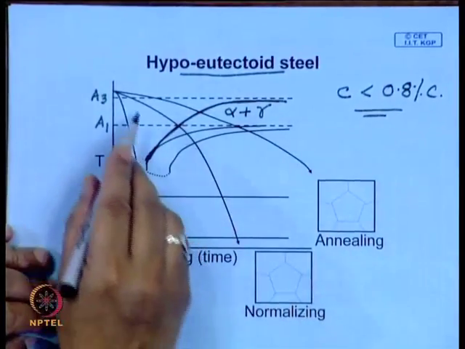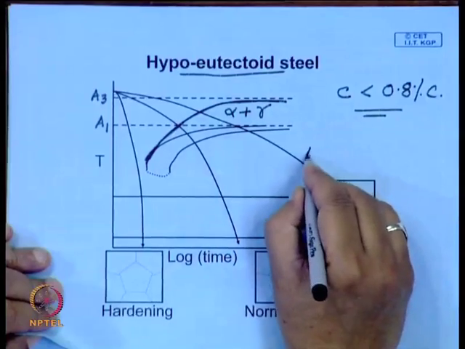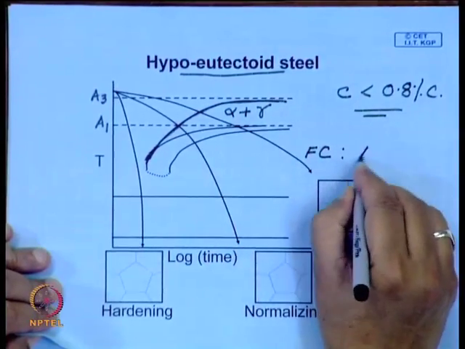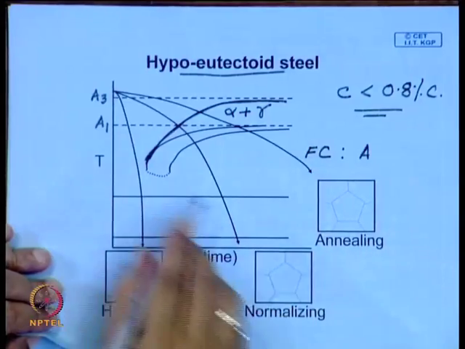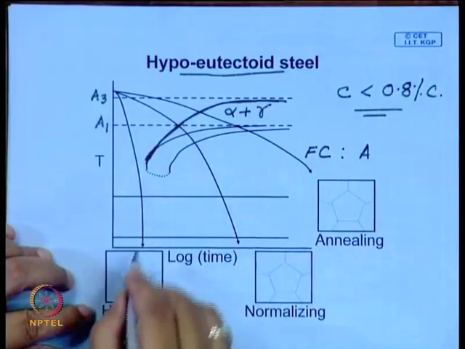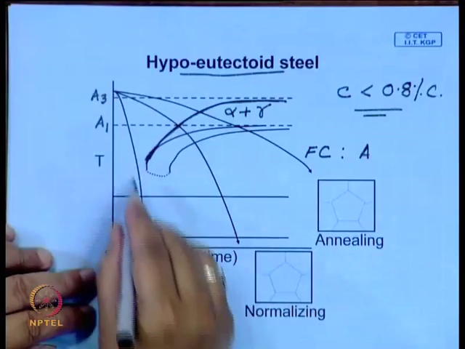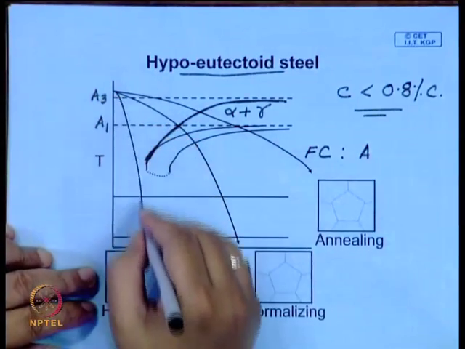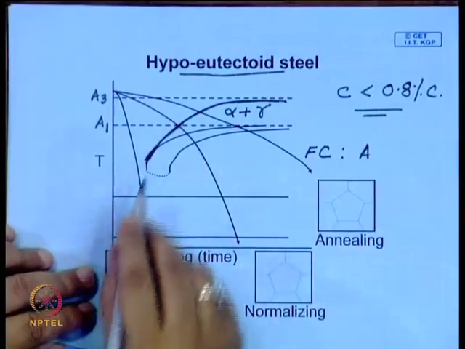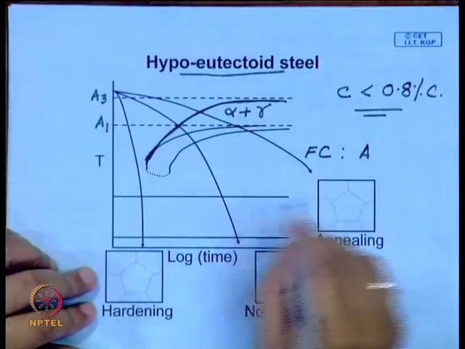And here also, if you cool very slowly, this is furnace cooling. So, this is annealing, air cooling is normalizing, and if you quench in water, then it is hardening. Now, this structure will be very similar to what we talked about. There may be a little difference in these two cases in the microstructure.